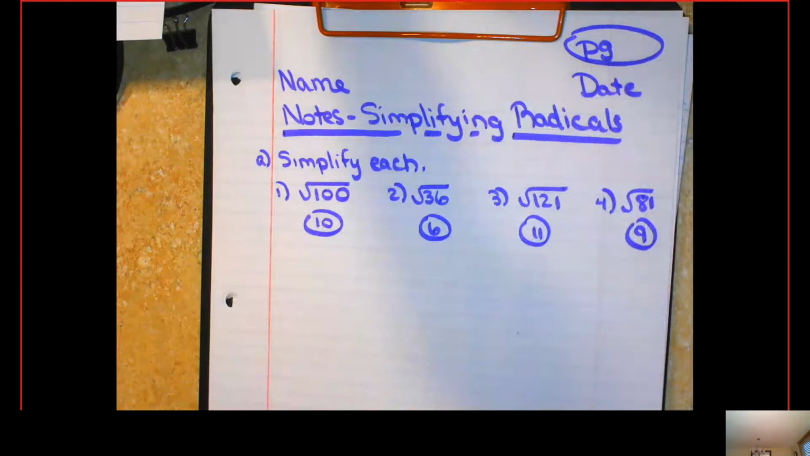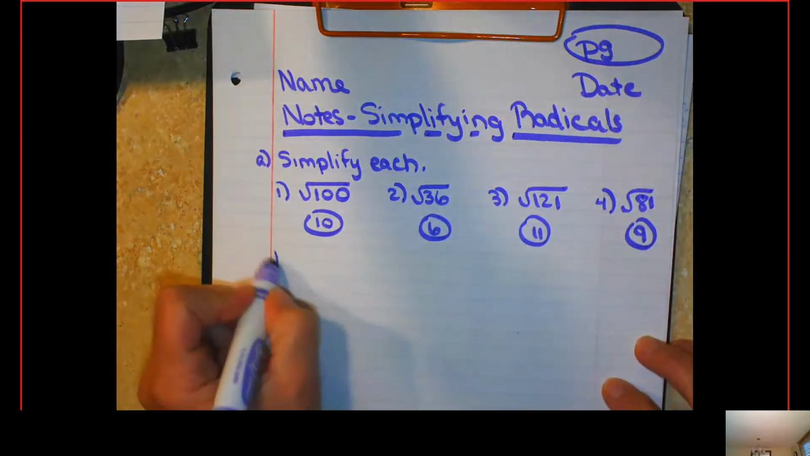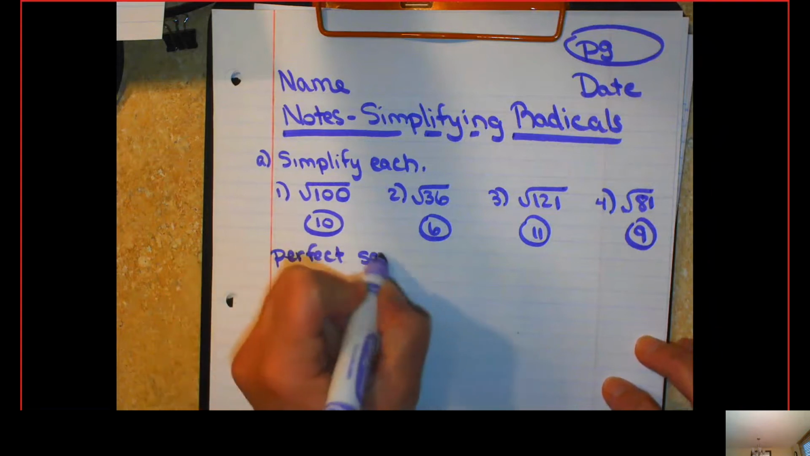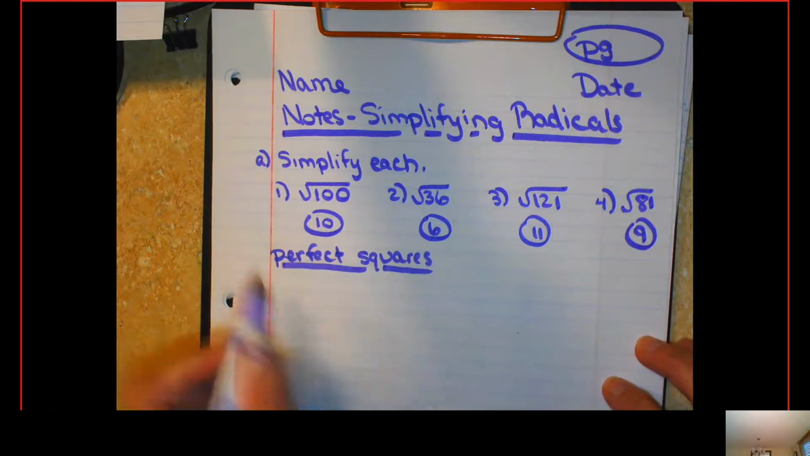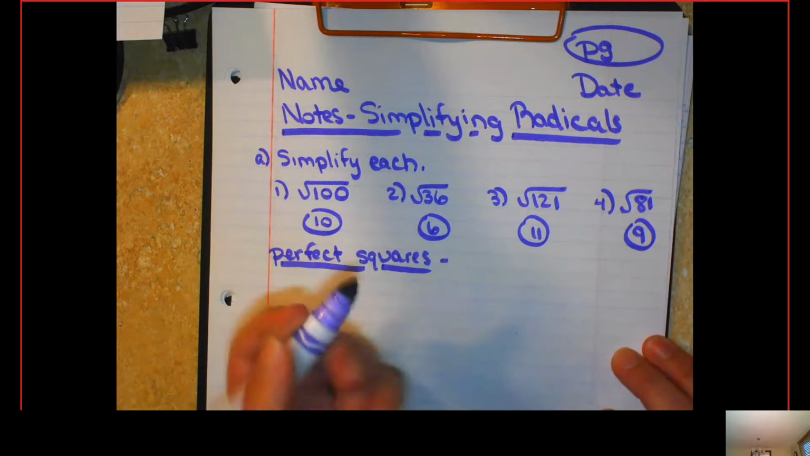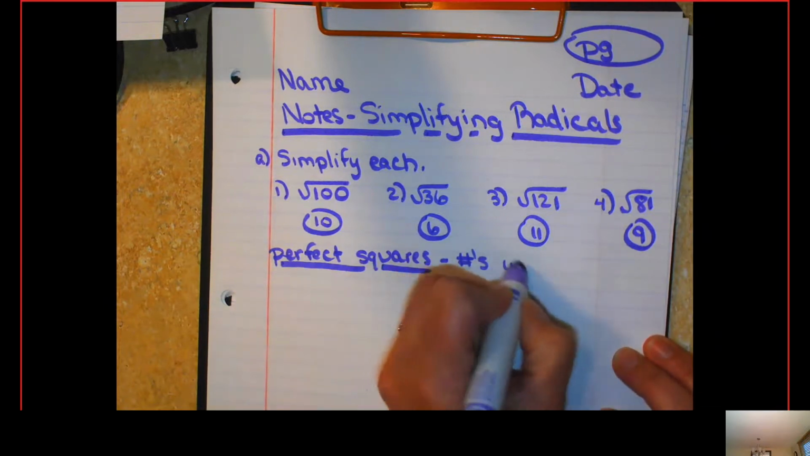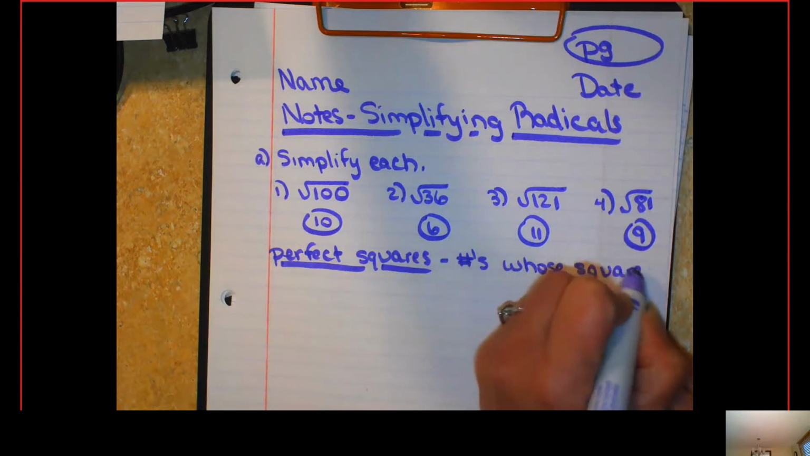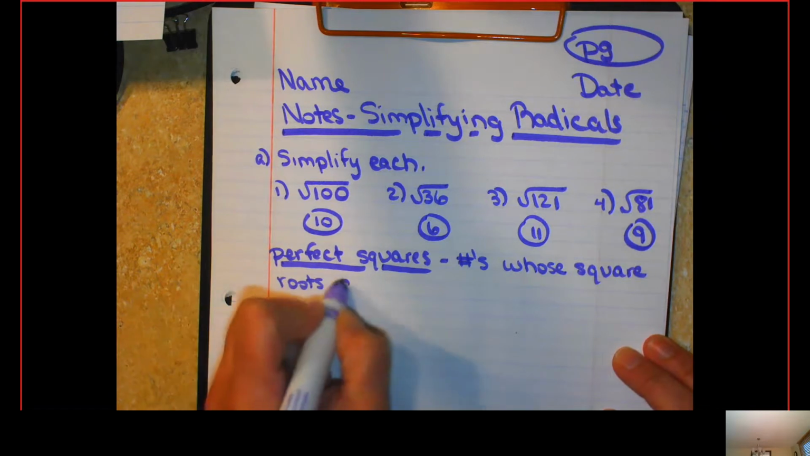So now we're going to talk about what these numbers mean. All of these are called perfect squares. So we're going to write a quick definition. So can you write perfect squares? In order to simplify a radical, we need to know our perfect squares. So let me give you a definition. That just means numbers, you can use the number symbol, numbers whose square roots are integers.